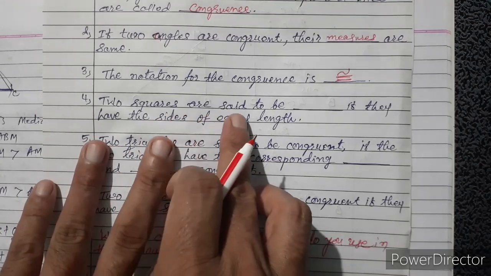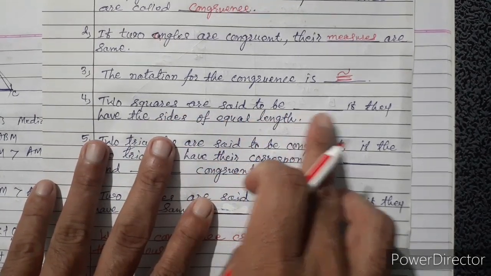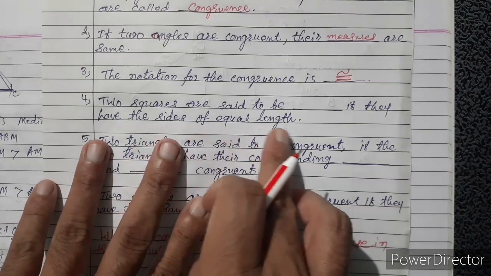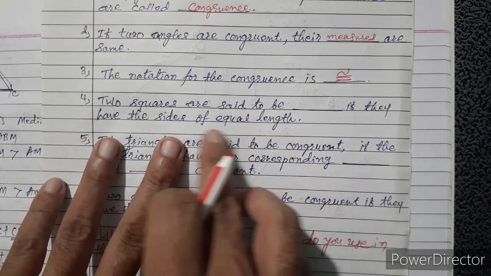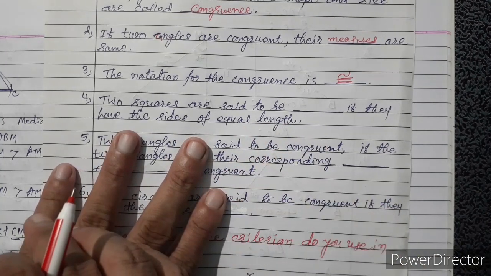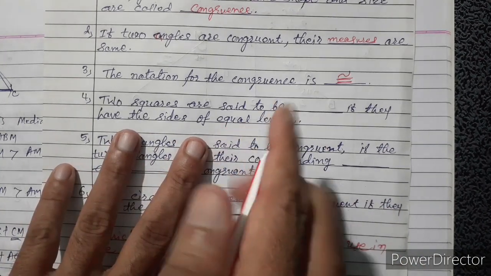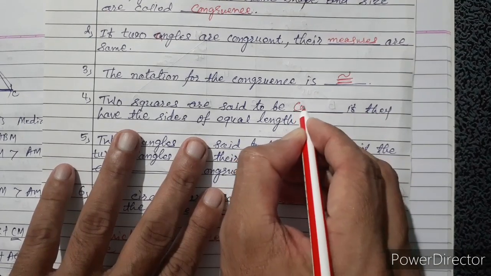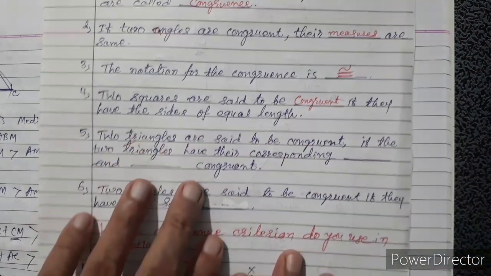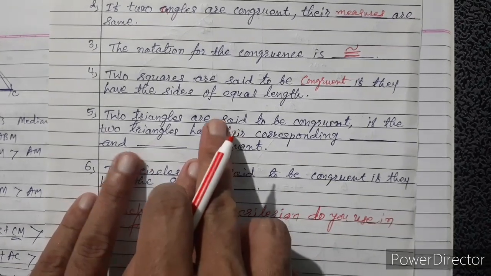Two squares are said to be dash if they have sides of equal length. Two squares having equal side length, and all angles are 90 degrees, so they are called congruent. They are called congruent if they have equal length.